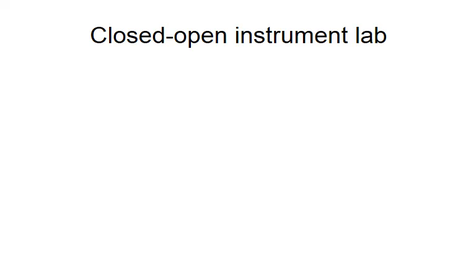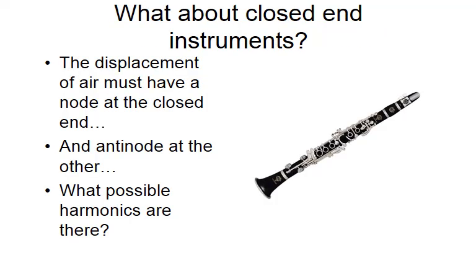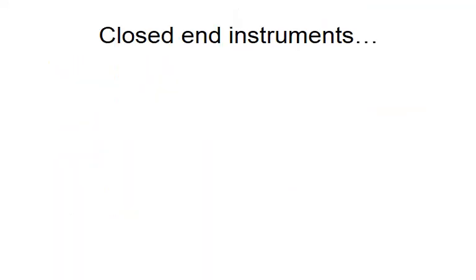Now we talk about open closed instruments. This is where you have a pipe, an instrument, and it's closed on one end and then it's open on the other. And this is the other kind of category. Clarinets are an example of open closed instruments. So what we have to consider here with open closed instruments is, how do the harmonics work here? So we're going to unpack that here with an open closed instrument picture.